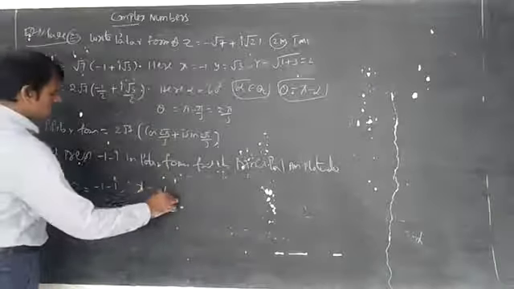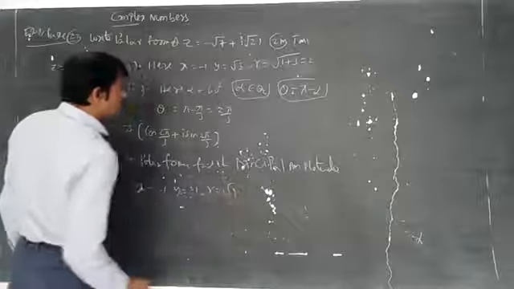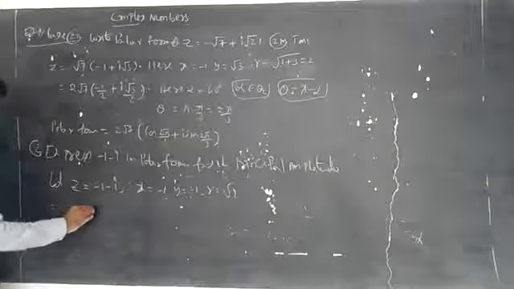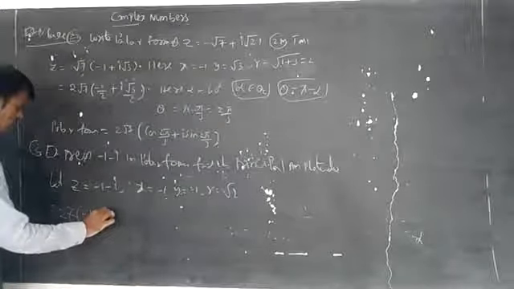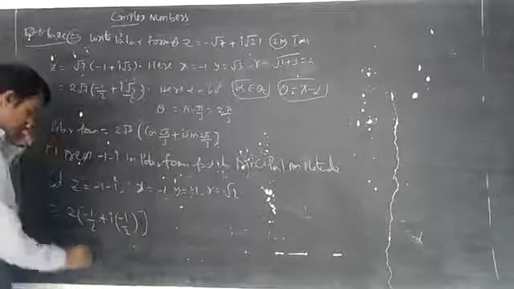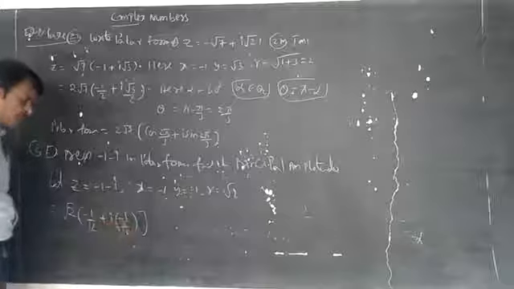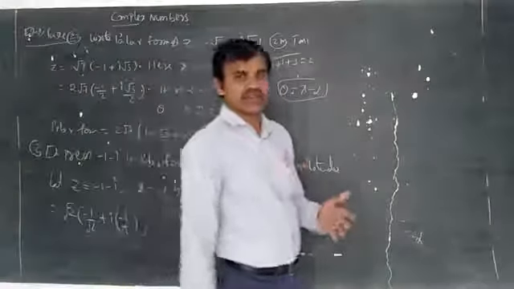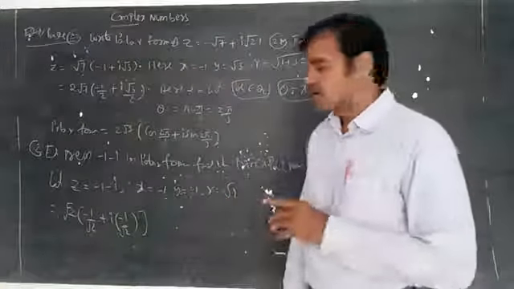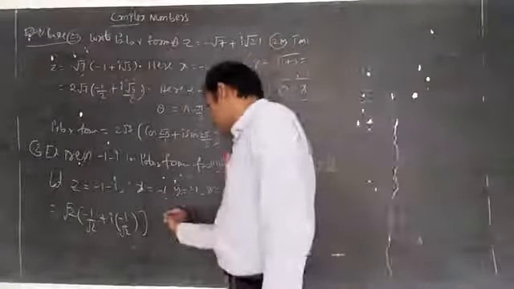Here x is equal to minus 1 and y is equal to minus 1, r is equal to root 2. So to get the polar form, we can write root 2 into minus 1 by root 2 plus i of minus 1 by root 2. Here you can understand that the first is cos, the second is sin, both are negative. In which quadrant are cos and sin negative? In the third quadrant they are negative.